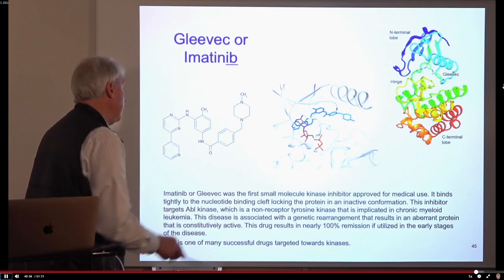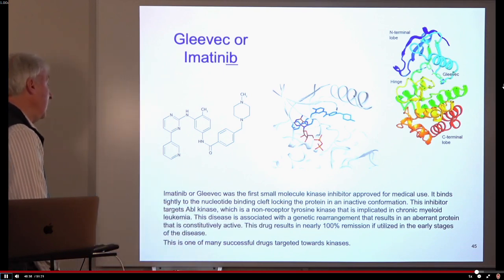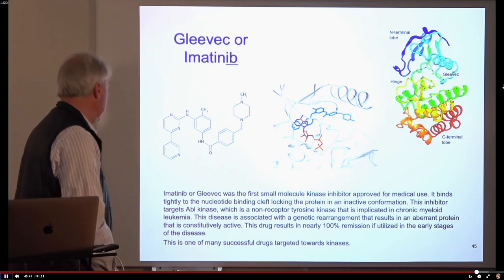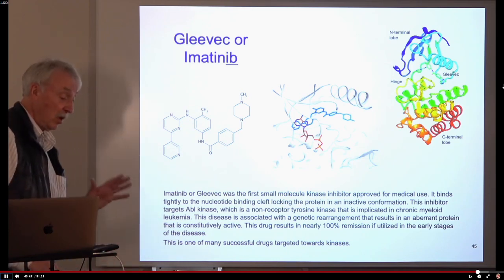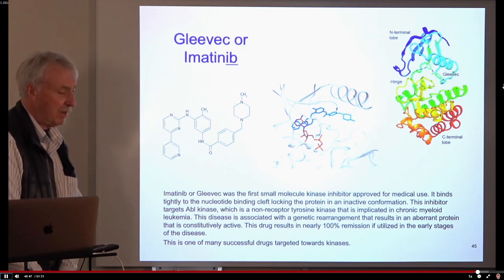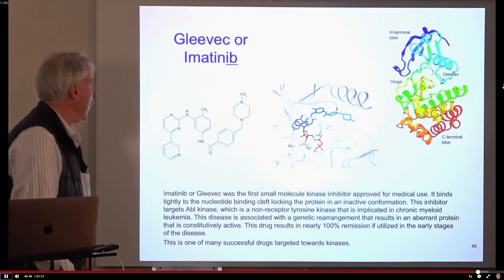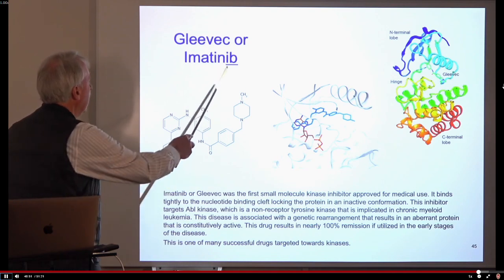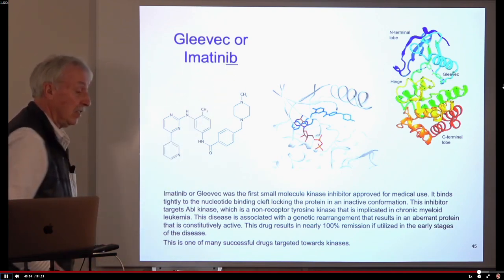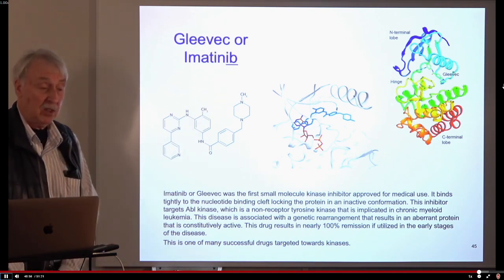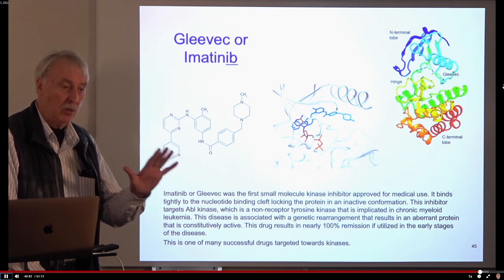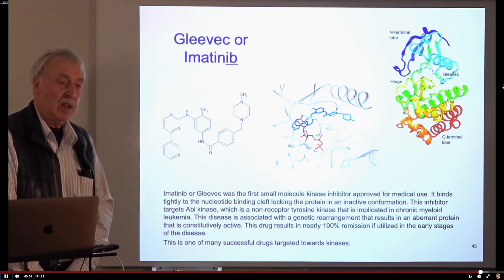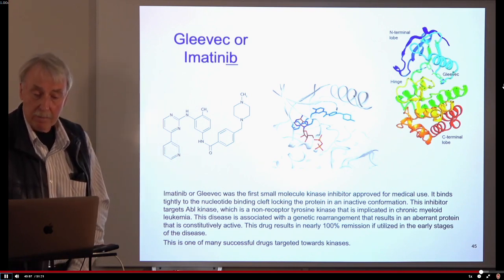It gives almost 100% remission if used in the early stages of the disease, leukemia. And so it's highly successful, and it's one of a very large number of kinase inhibitors. So when you're watching television, if they have IB associated with whatever name is being advertised, it's a kinase inhibitor. So look carefully when you're watching adverts, and you will see how many of these are now on the market.